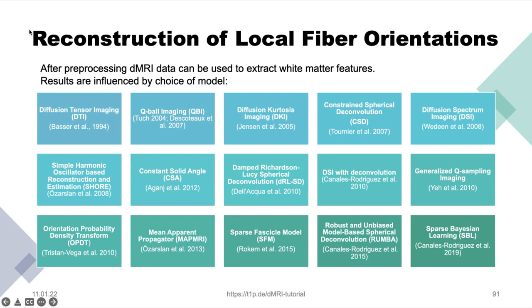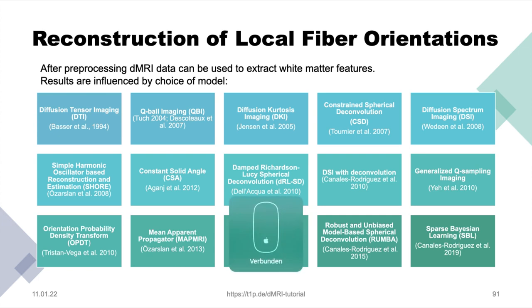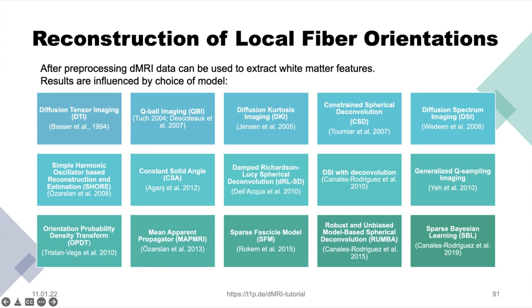After pre-processing, we have to reconstruct those local fiber orientations. And there are many choices of models which all influence the results in their specific way. The methods vary in terms of the required data, so it depends on which data you have acquired. And there are a few factors that influence the choice for a given reconstruction method: the number of shells, the acquisition sampling scheme, so how the MRI parameters were set, and the available time to reconstruct the data, because each algorithm, depending on its complexity, can take a long time. And if you want to process hundreds of subjects, this is at least something to consider.